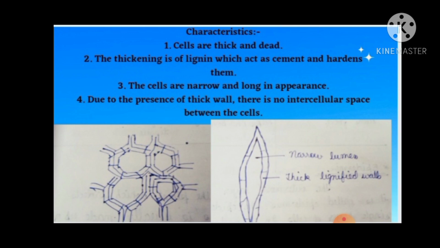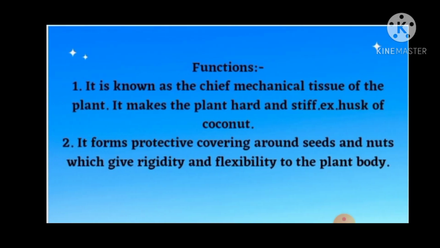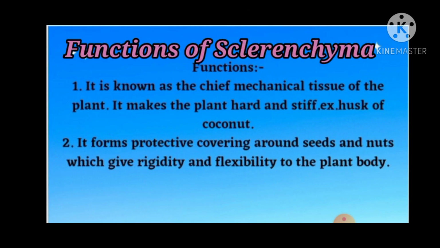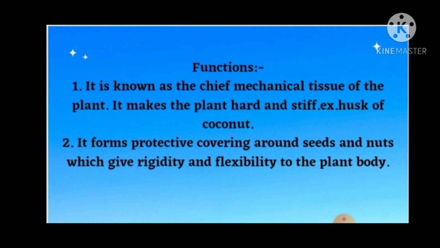Due to the presence of thick walls, there is no intercellular space between them. With the help of two diagrams, you can clearly see that there are no intercellular spaces because there is thickening, and the thickening is made up of lignin. Now let us study the functions of Sclerenchymatous tissue. It is known as the chief mechanical tissue of the plant. It makes the plant hard and stiff. Example, husk of coconut. It forms a protective covering around seeds and nuts, which gives rigidity to the plant body.